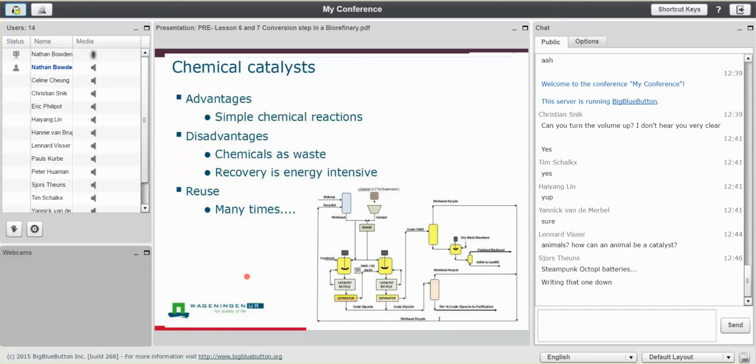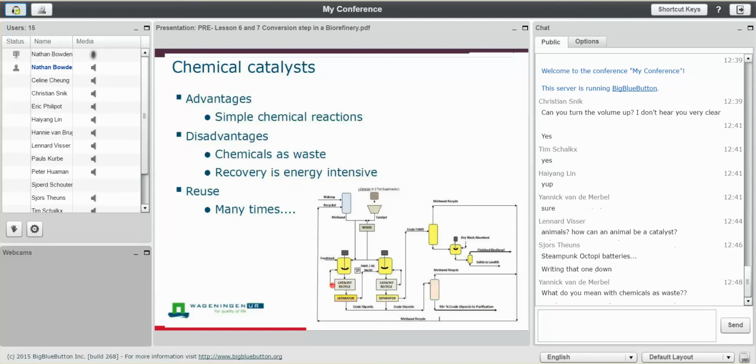Another chemical catalyst creates simple chemical reactions. Disadvantages are that they have chemicals as waste, and the recovery is energy intensive. So you can reuse them over and over and over, but like I mentioned yesterday in using ethanol, distilling ethanol from ethanol-water mixtures costs a lot of energy.